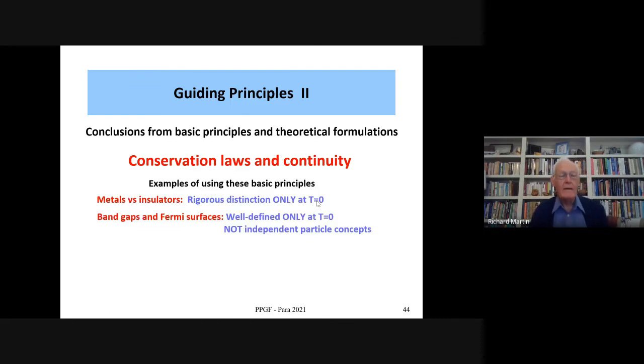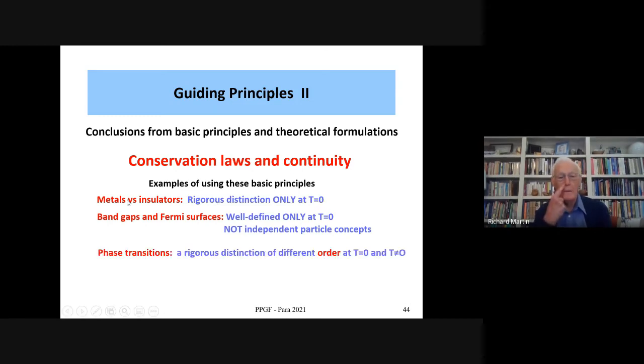Here's an example of basic principles, like metals versus insulators. That's much of our discussion of strongly correlated systems. But really, it's a rigorous distinction only at zero temperature. At non-zero temperature, you have good conductors and bad conductors, and that's very interesting. But there's a rigorous distinction only at T equals zero. If we talk about band gaps and Fermi surfaces, they're very well defined only at T equals zero. And one can emphasize that band gaps and Fermi surfaces are not independent particle concepts, which uses a different way of thinking about continuity, and which I wanted to do on the next slide.